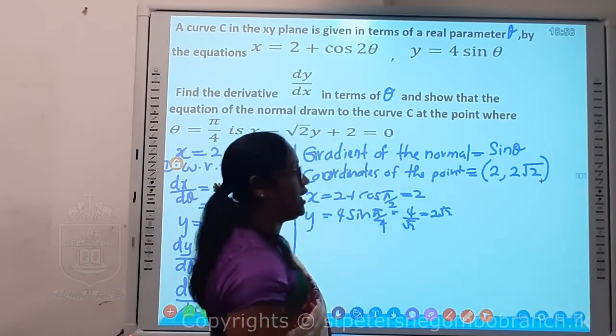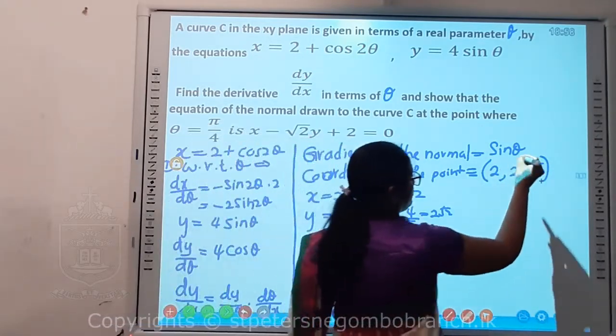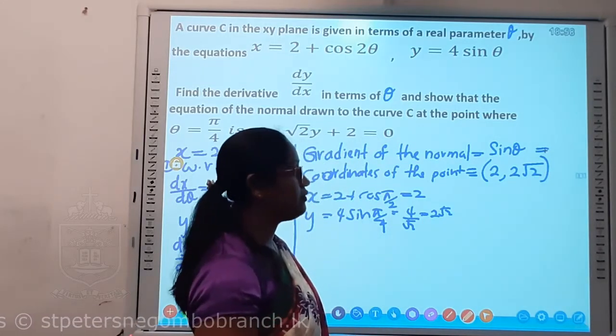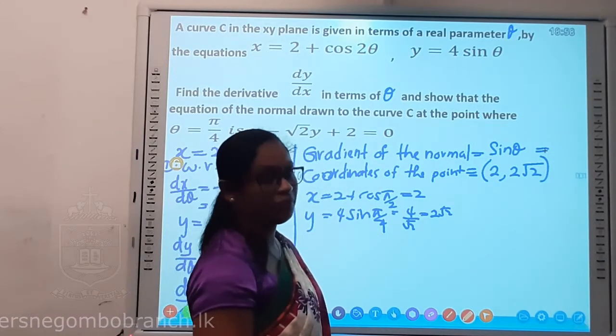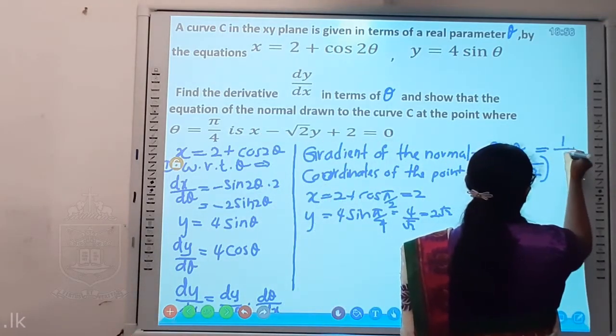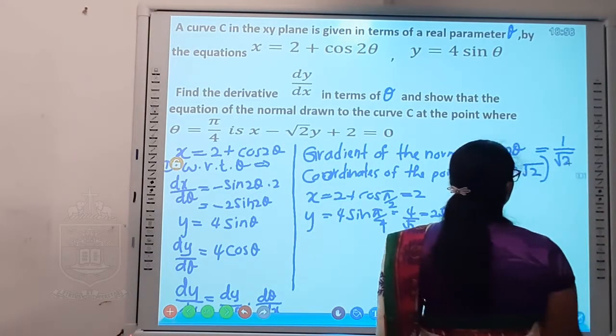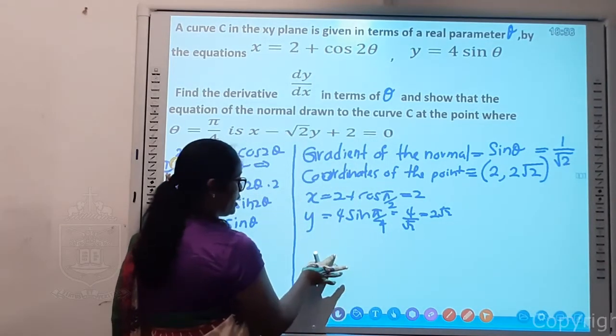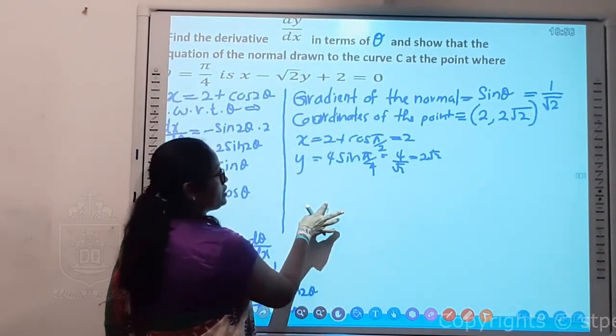Right. Now we have the gradient. Anyway, we can find the value of the gradient because we know the parametric value 5π/4. So sin(5π/4) means 1 over root 2. Now with this idea we will try to write the equation of the normal.